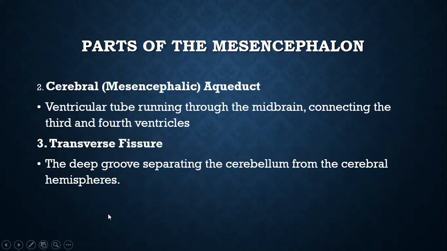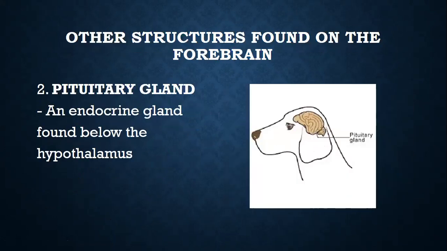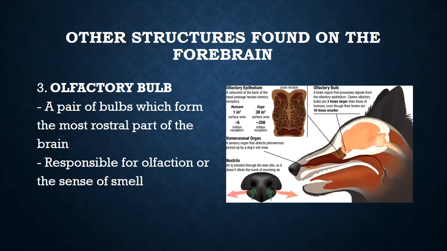Sorry. So we have to go back. Sorry. So that's pituitary. Now we go to your olfactory bulbs. This is the one that I've mentioned. So it's found on the ventral portion of the frontal lobe. So the pair of bulbs which form the most rostral part of the brain, and this is responsible for olfaction or the sense of smell.